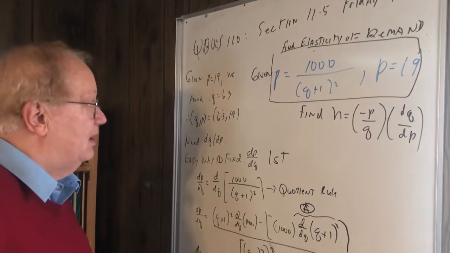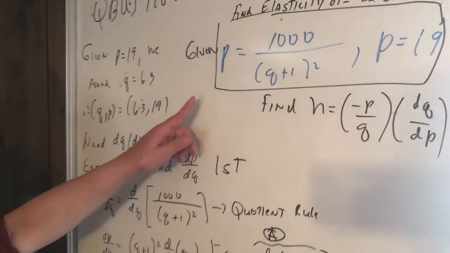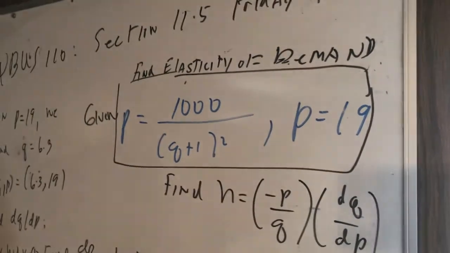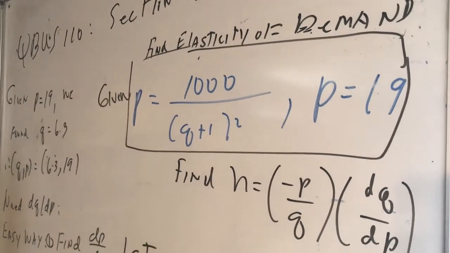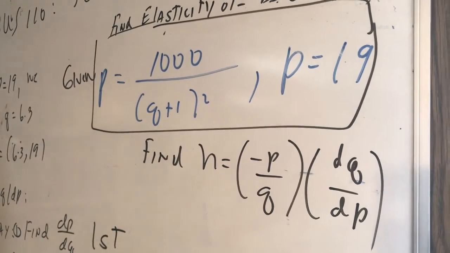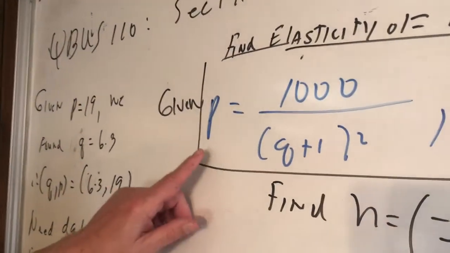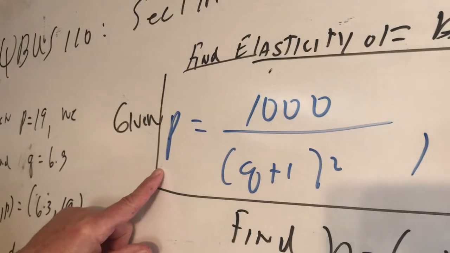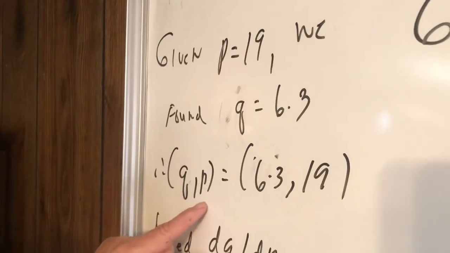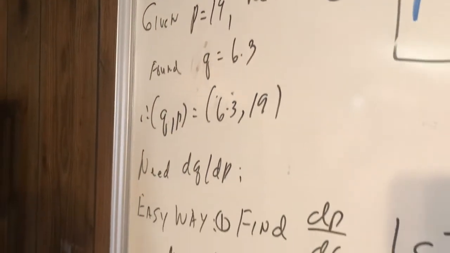Now what we did before, to reiterate, we had this function, p equals 1,000 divided by (q plus 1) squared. They gave us the value p equal 19. They want us to find the elasticity of demand, which is minus p over q, dq dp. Well, first I found q. I put p in here as 19. We solved for q as 6.3, giving us q and p as 6.3 comma 19. Now we need dq dp.